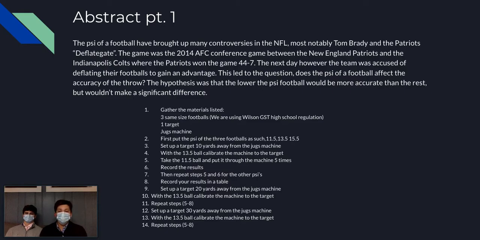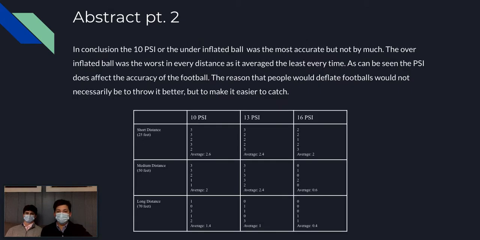The hypothesis was that the lower PSI football would be more accurate than the rest, but it wouldn't make a significant difference. And those are our procedures.